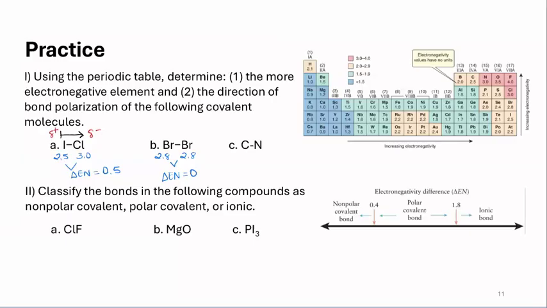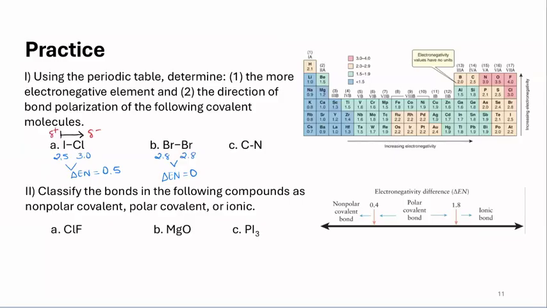Let's now move to Roman numeral 2. In Roman numeral 2, we are given different molecules, and in those compounds, we just have to determine what kind of bonds are present. Similar to the practice problem in Roman numeral 1, we're going to assign the electronegativity values for each of the atoms in this molecule. In letter A, we have a molecule that is only 2 atoms, chlorine and fluorine.